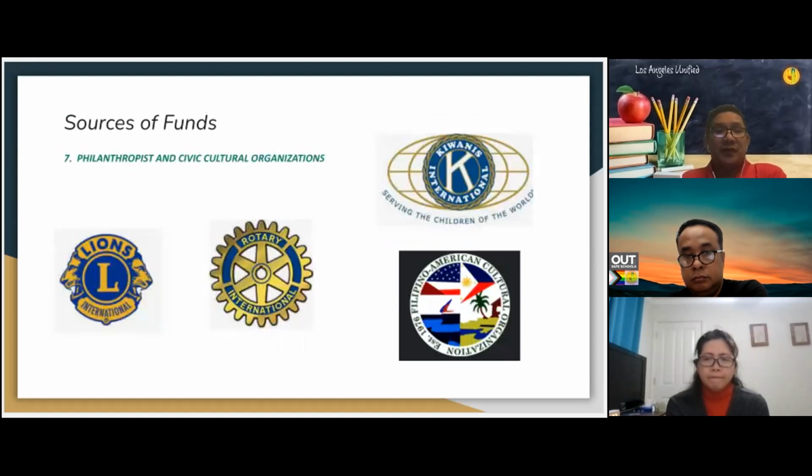Number 7, source of fund: philanthropies and civic cultural organizations. Donating your time to support those around you is extremely beneficial, both for you and the community. It is statistically proven that people who volunteer regularly are healthier, both physically and mentally. Individuals who have volunteered throughout their lifetime typically live longer and have better psychological well-being.